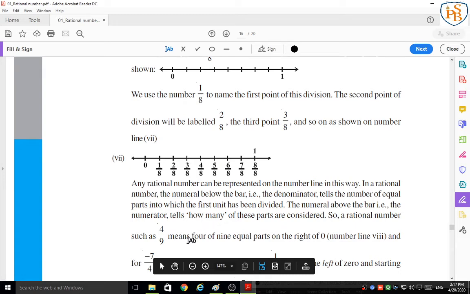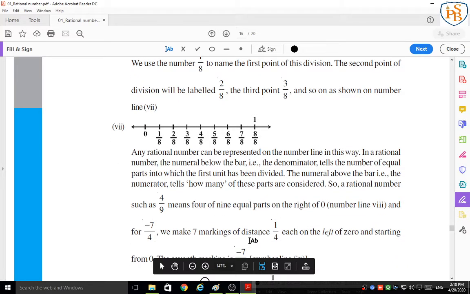Any rational number can be represented on the number line in this way. In a rational number, the number below the bar, that is the denominator, tells the number of equal parts into which the first unit has been divided. The numeral above the bar, that is the numerator, tells how many of these parts are considered. So a rational number such as 4 upon 9 means 4 of 9 equal parts on the right of 0.